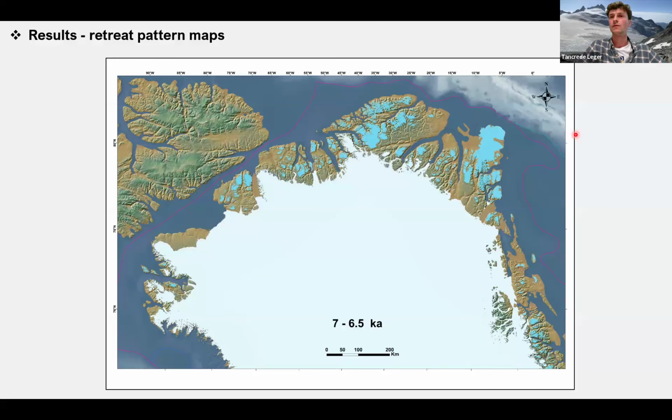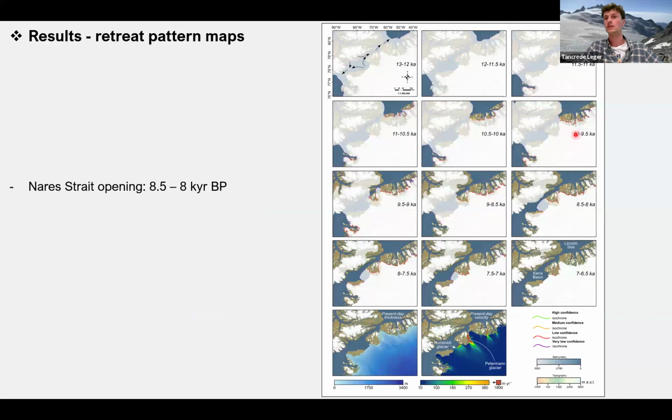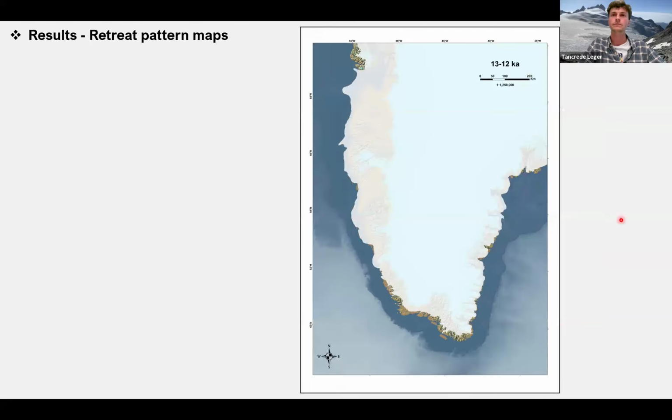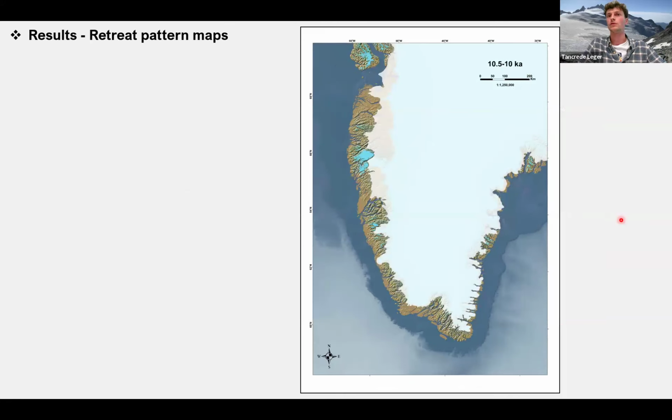I'm going to show you the same for the, oh yeah, this is just the same information, but just to say that we have an important event that happened between 9 and 8.5 thousand years ago when we have the opening up of Nares Strait, which is this body of water that is located between Ellesmere Island and Greenland. And it's basically the timing that we have for this reconstruction for the opening of Nares Strait. This is for the southern half of the ice sheet, so you can see the evolution of our reconstruction again.